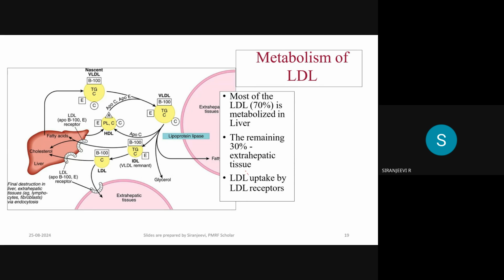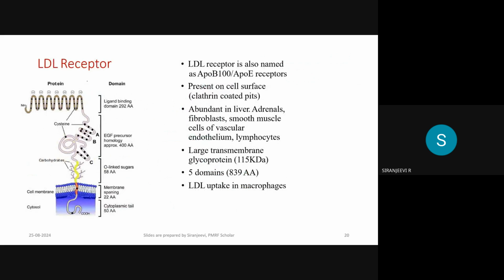And as I already told, this LDL is taken up through the LDL receptors. How is it happening? This is the overall LDL receptor. The LDL receptor has a ligand binding domain of 292 amino acids, and the EGF precursor homology domain of approximately 400 amino acids. Then the O-linked sugar region is around 58 amino acids. Finally, the membrane spanning domain will be there, and inside, the cytoplasmic tail of 50 amino acids will be there. Here we have to note only one domain, that is the ligand binding domain.